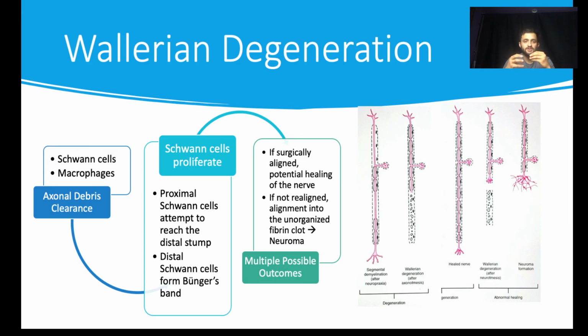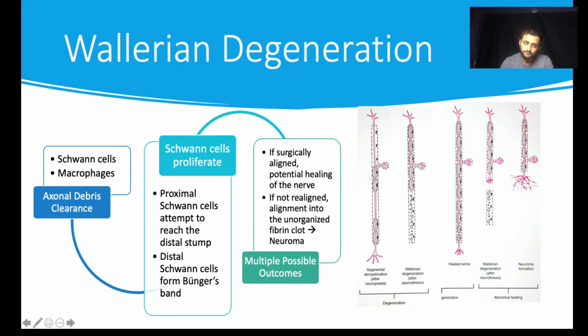If the two are surgically aligned, there is potential for healing because the proximal Schwann cells that are trying to reach out can attempt to grab Bungner's bands on the distal aspect. But if they're not realigned properly, then we have the potential for creating a neuroma, because essentially those proximal stumps are reaching out into the unorganized fibrin clot. There's a good picture of a neuroma on the right-hand side of the screen.